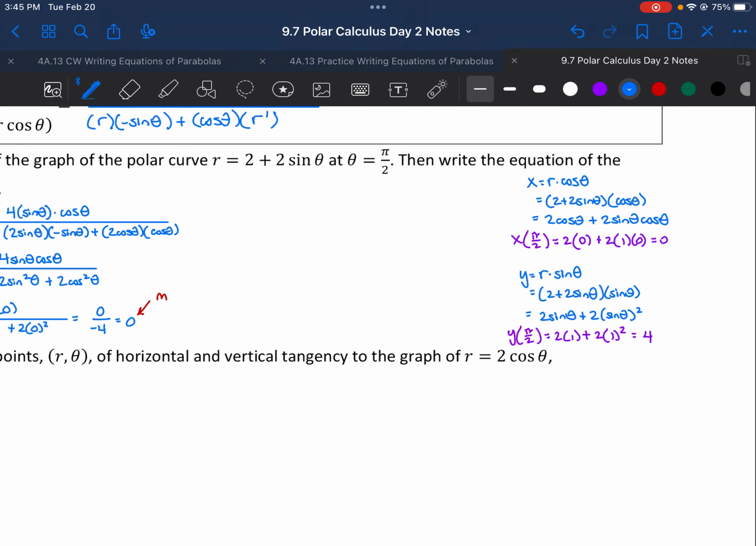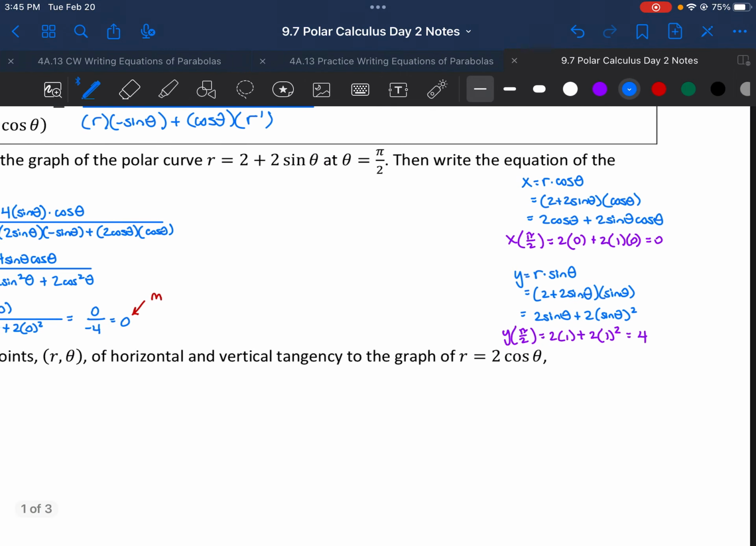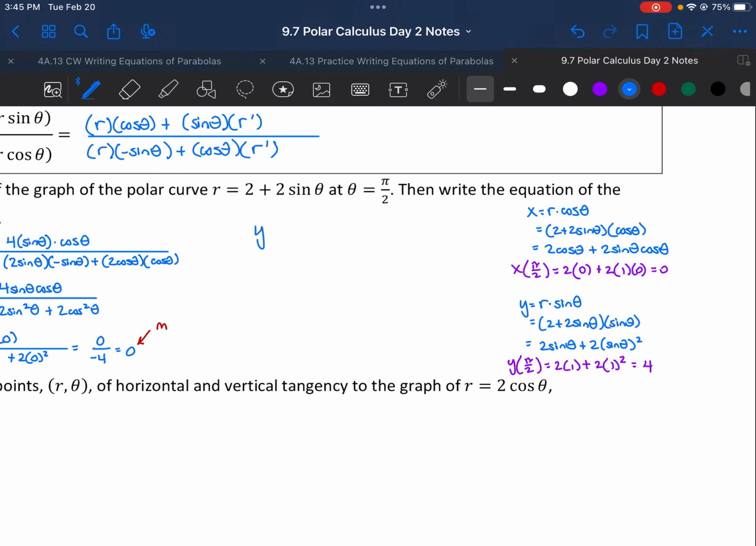So the equation of our tangent line, we have our x, we have our y, we have our slope. Equation of the tangent line is going to be y minus 4 equals 0 times x minus 0. And of course we should clean that up. This just gives us y equals 4.